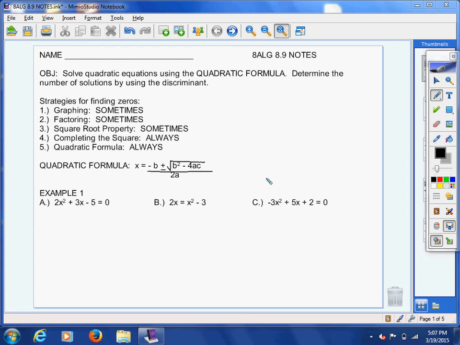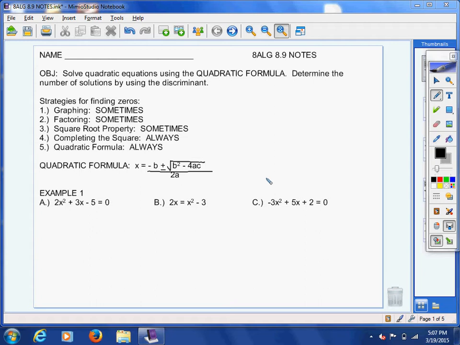We're ready to start 8.9. We're getting deep into this chapter. We are getting to some pretty high-level thinking here. Of all the strategies, I really like the quadratic formula the best, and that's our strategy for solving quadratic equations.